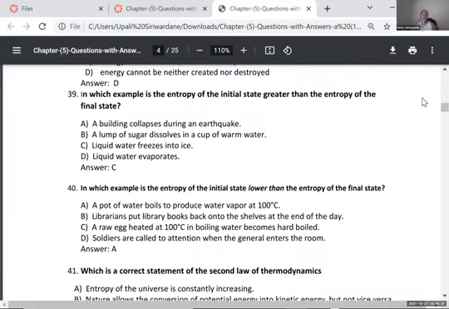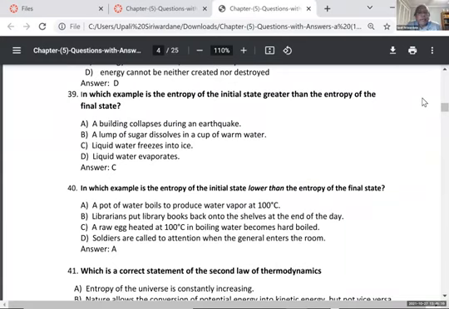Question 39. In which example is the entropy of the initial state greater than the entropy of the final state? Greater than means more disorder in the final state. A building collapses during an earthquake. Entropy of the initial state is greater than the entropy of the final state? That is opposite. Before the earthquake, entropy is low. After the collapse, entropy is high, disorder. So that's not the answer.